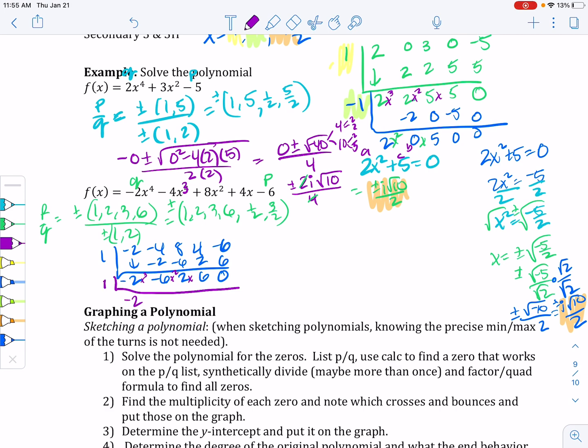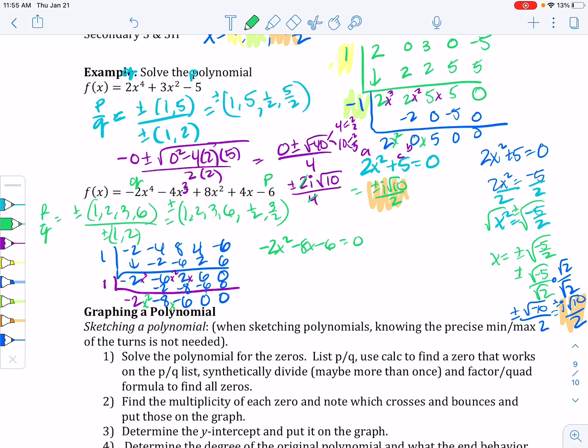So we bring down the negative 2. Negative 2 times 1 is negative 2. That gives us negative 8. That gives us negative 6, which is 0, 0, 0. Okay, so this was a cube, so this knocks it down to a squared. And then our numbers show our leftover polynomial is negative 2x squared minus 8x minus 6.